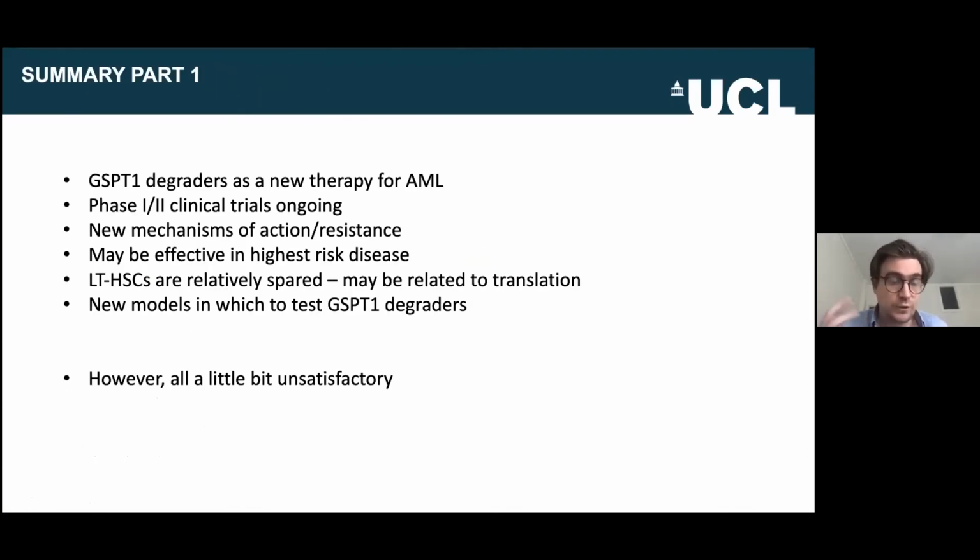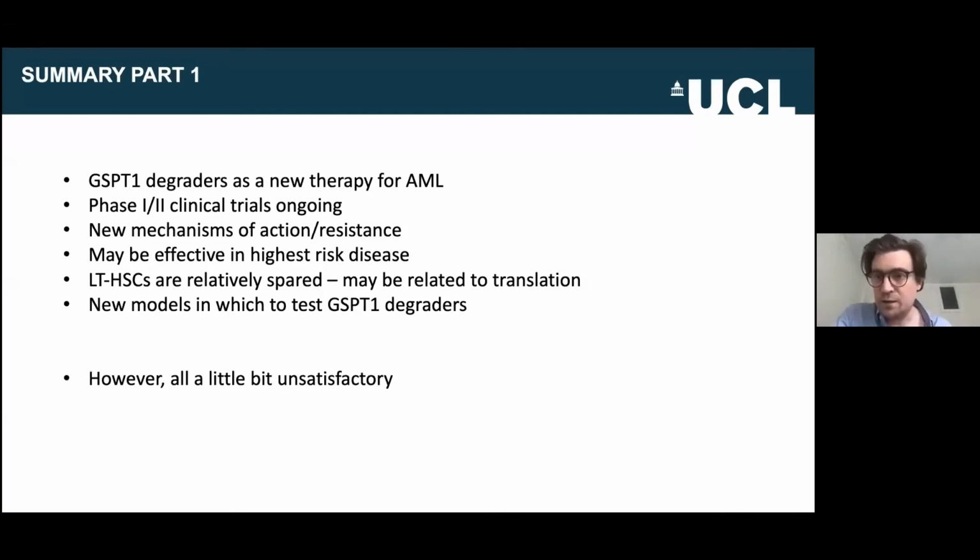So just to conclude the bulk of the talk, which is that GSPT1 degraders are a new therapy for AML, I hope. Trials are ongoing. We've demonstrated some new mechanisms of action and resistance, which may lead them to be effective in the highest risk disease. And possibly related to translation, long-term HSCs are relatively spared. And we've demonstrated some new models in which to test GSPT1 degraders in defined clinical or mutation context.